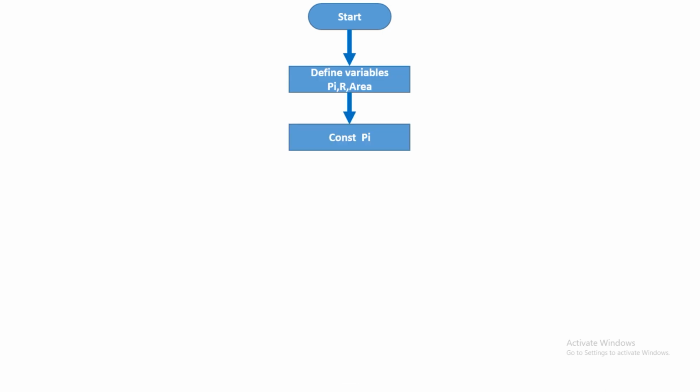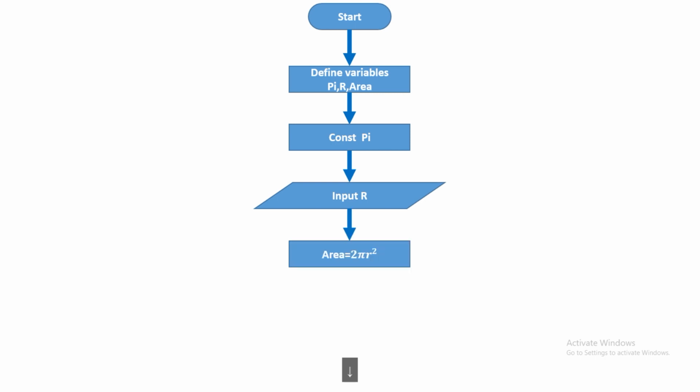The flowchart for this problem: start the program, define variables pi, radius, area. Pi is a constant, 3.14. Get the value of radius, calculate area and show area. End of program.